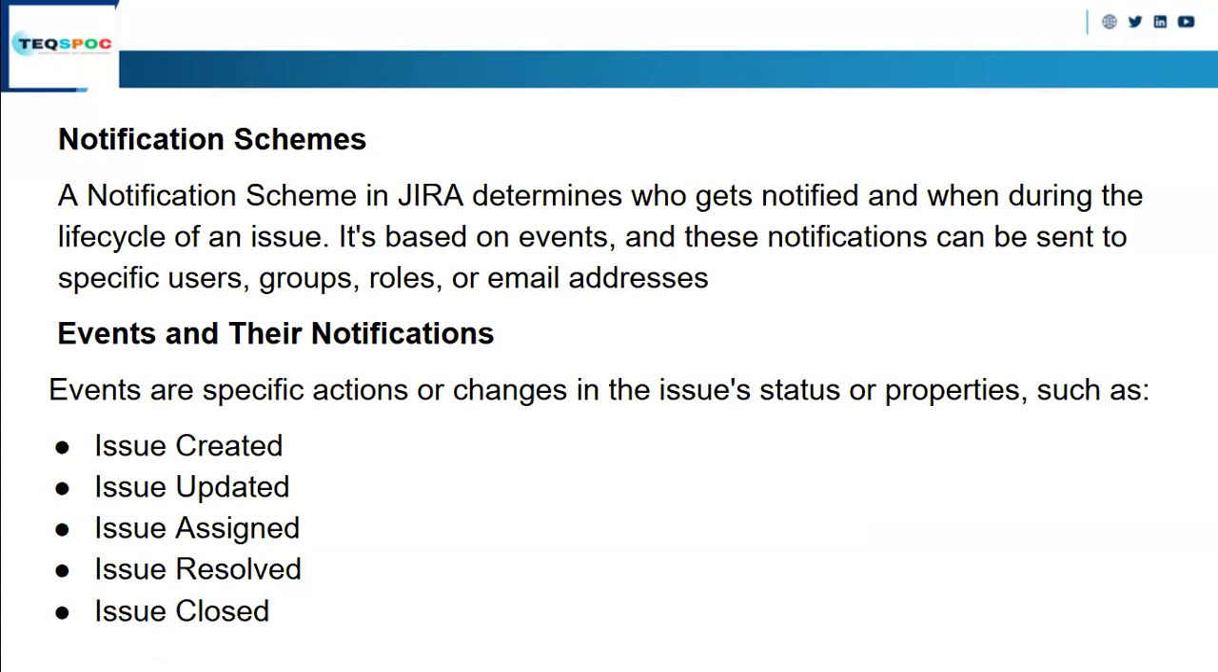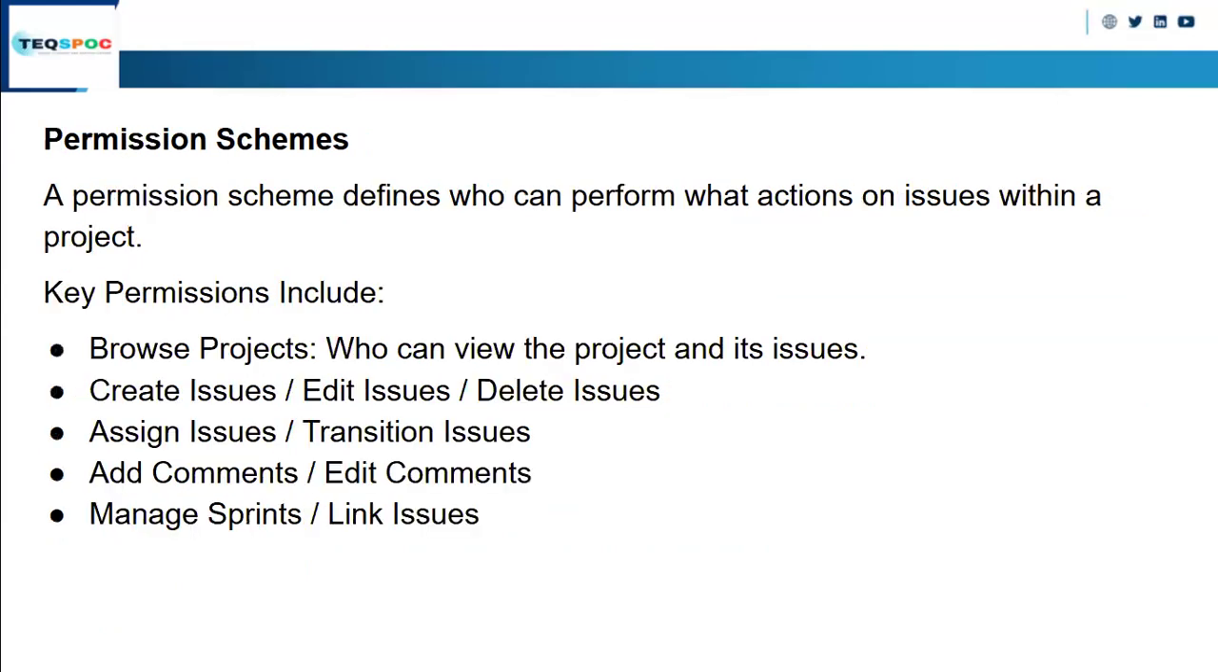Meaning, after certain activity in Jira software, who should be notified? If someone has created the issue, updated the issue, assigned the issue, or resolved the issue, then who has the permission to get notified? That we will see. And in permission schema, we can create our own new permission schema, add that permission to the respective project, and add the respective notification for who gets notified. Permission schema defines who can perform what action on the issue within the project.